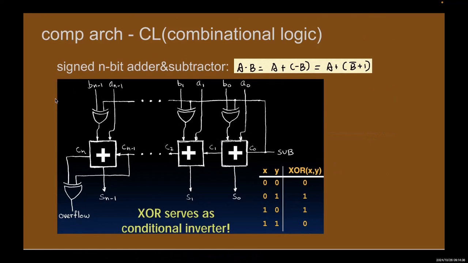So we want a signal. If the signal is 0, then we are doing add. If the signal is 1, then we are doing subtract. When we do subtract, all the other stuff is the same. We just put B into not B plus 1, okay?